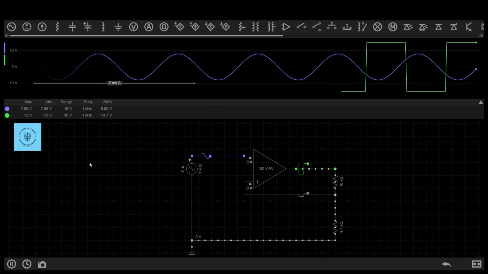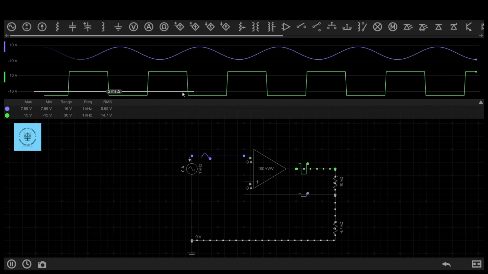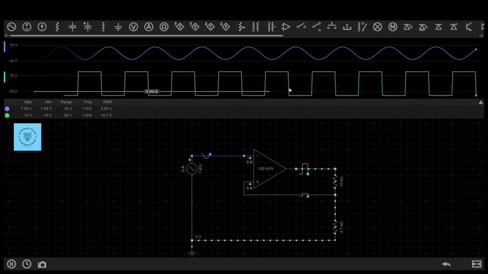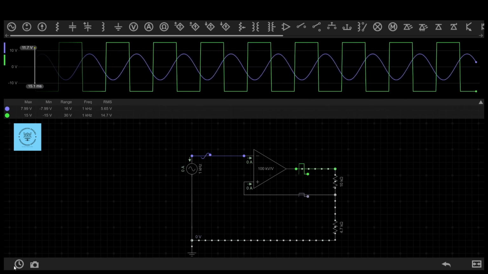Observe the blue waveform. That is our input signal. Now take a look at the green waveform. That is square in shape, switching between high and low states, demonstrating the hysteresis effect of the Schmitt trigger.